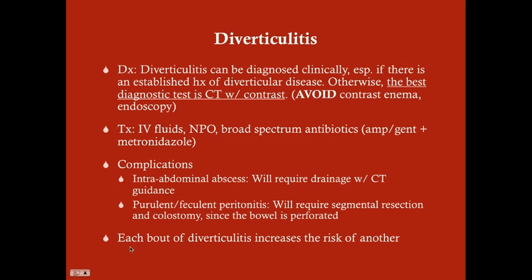And another important thing, each bout of diverticulitis that a patient has increases their risk of another bout. So when a patient has had diverticulitis once, their chance of getting it again in their life is 10%. If they've had it twice, their chance of getting it again is 30%, and so on.